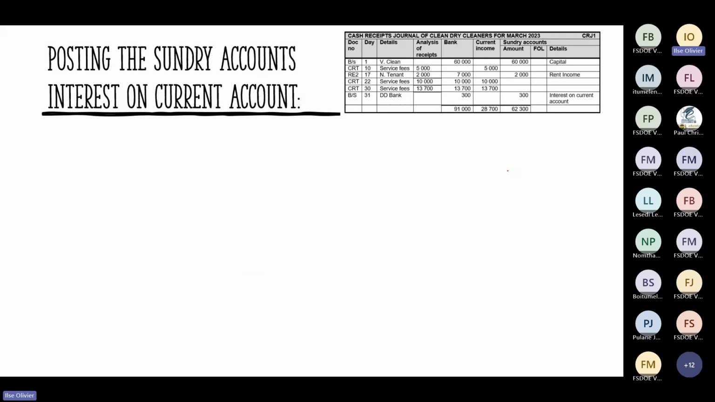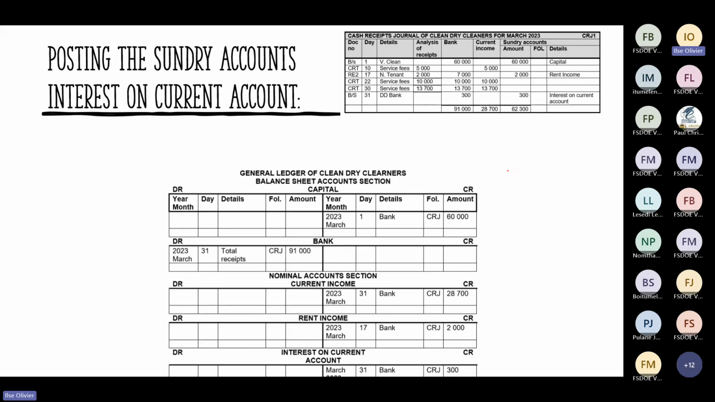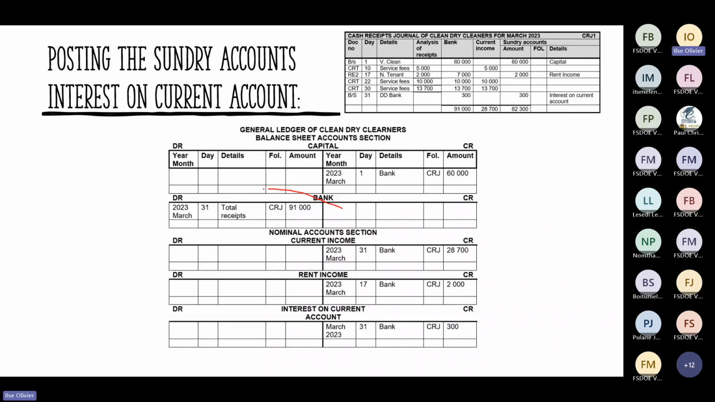The last one, interest on current account. Bank is an asset that is debited. An asset that is debited is increased. That is why interest on current account will be credited. In this case, the date was the 31st. That's why you write the 31st here again. You write here bank because bank is debited and CRJ, and it gives you 300 Rand.